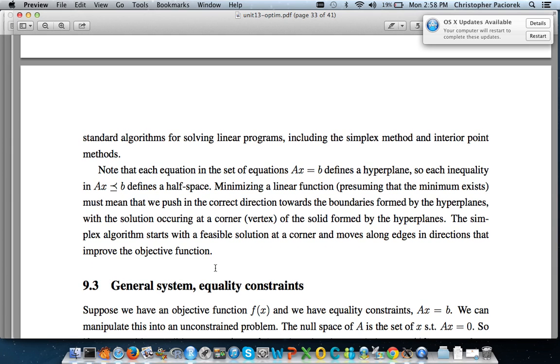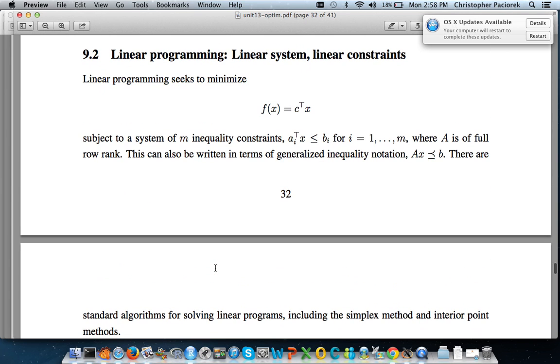Any questions or comments? Yeah. Can you give a 30-second rundown of this inequality notation that you introduced? Yeah, sorry, I should have said that before. I think I have that somewhere here.